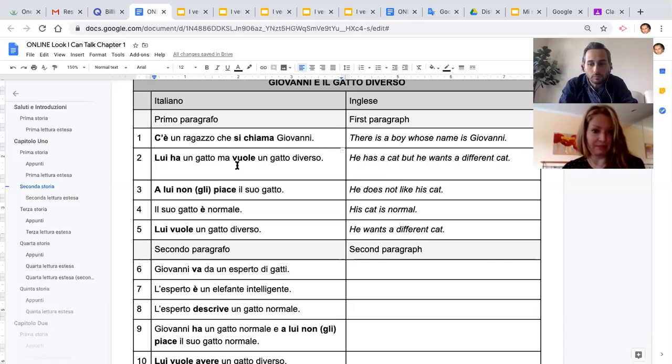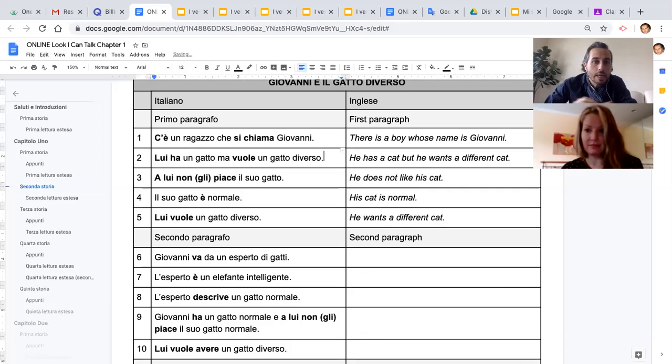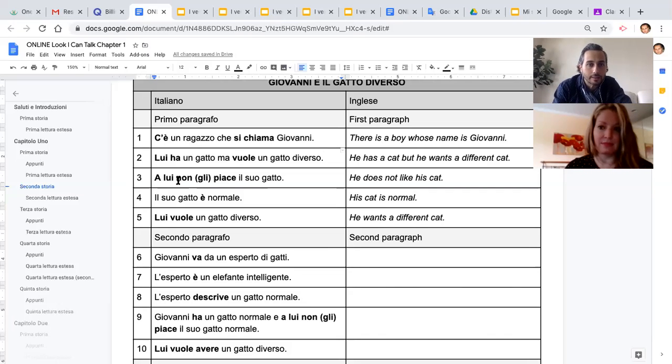And that's it. Wonderful. Let's look at number 3. Now, this one is a different verb. Like I said, it's a lui piace. A lui piace by itself, without the non, just a lui piace, means he likes. When you want to say he does not like, you put non right after a lui. Okay? So a lui non piace il suo gatto. If you do not want to use a lui, you rather use gli, which also means a lui. You would say non gli piace il suo gatto. They mean the same thing. Okay?